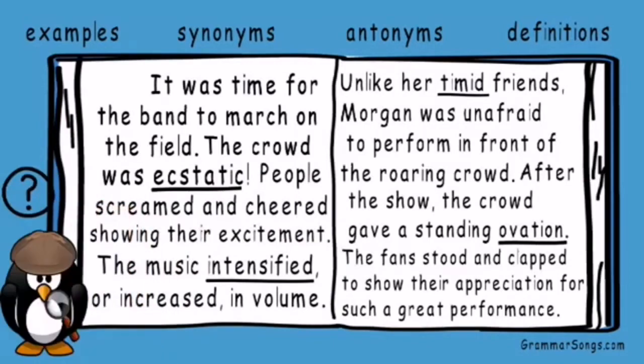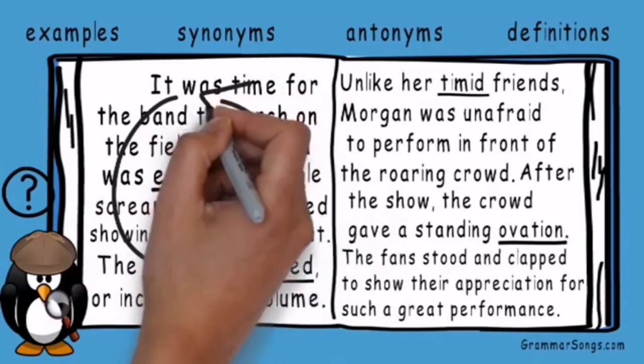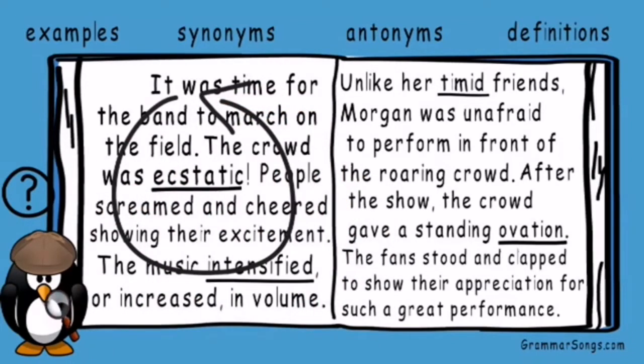Ecstatic? I don't know what that means. Well, this would be a good time to look for context clues. Remember, if you can't find a clue in the sentence you just read, you should keep reading. A word's context includes the words and sentences around it. Let's start again at the beginning so we can gather all the context surrounding the word ecstatic.